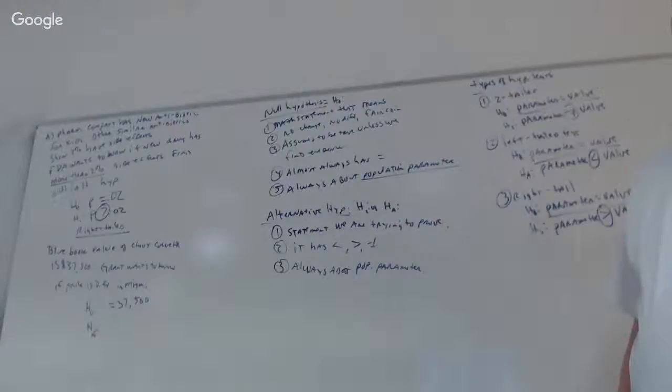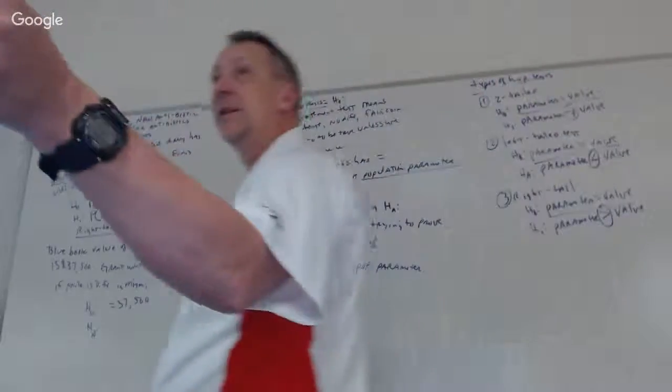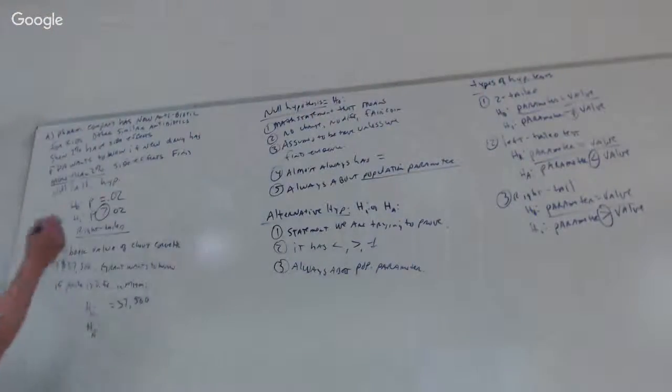What do you think, Eric? X bar or mu, which one? Which one is the population parameter? Mu, right? X bar is not a parameter, it's a statistic, right? From a sample. So we should use mu, okay?